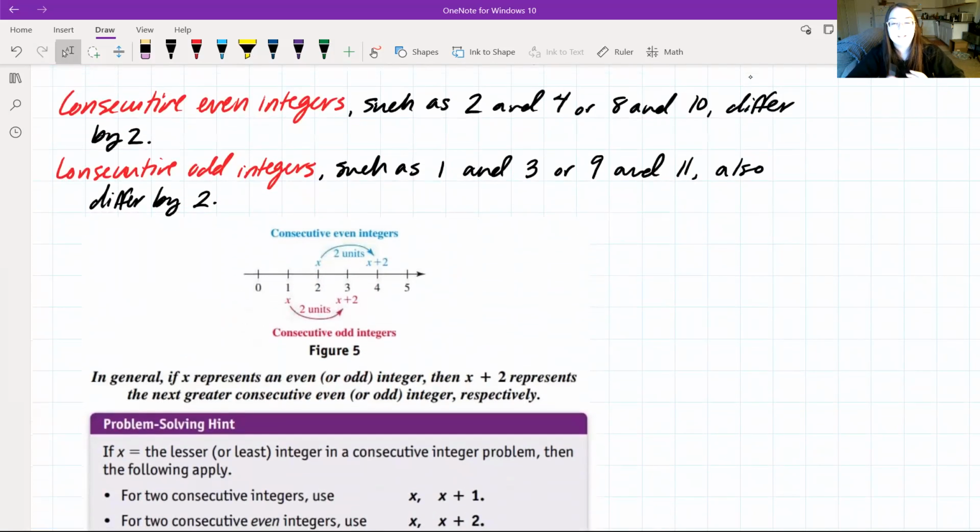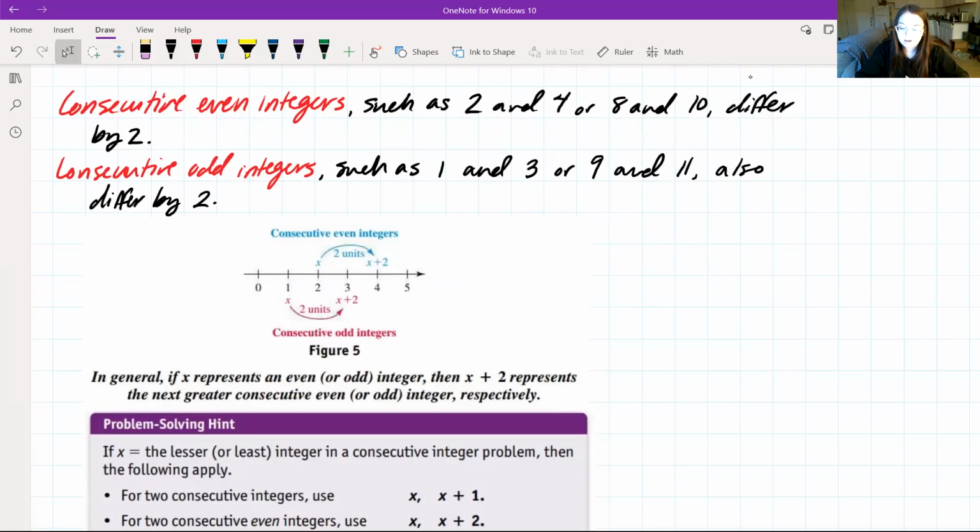What we see here is that consecutive even integers, such as 2 and 4 or 8 and 10, are going to differ by 2. And so do consecutive odd integers. Consecutive odd integers, such as 1 and 3 or 9 and 11, also differ by 2. There's just even and odd instead. So if we had the number 4 for an even integer, the next greater even integer would be 6. And if we had odd integers, say 5, our next greatest odd integer would be 7.